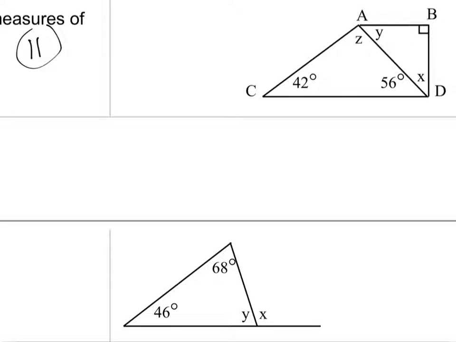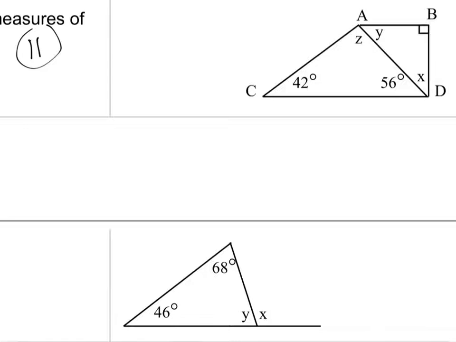Finding which one? X. How'd you find X? 90 minus 56. Now, do we know for sure? I mean, I think you're right, but do we know for sure that these guys really make a 90-degree angle? I mean, it sure looks like it, but they didn't put a box in that corner, huh? So we don't know for sure. I think it probably will be, but we're not sure.